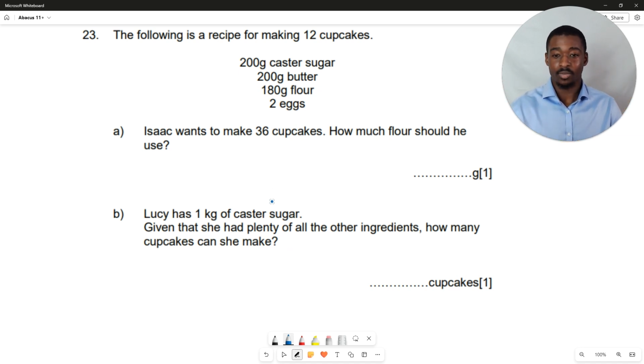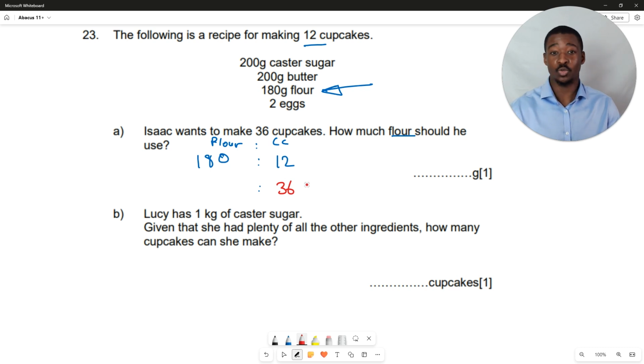So here for question 23, we're told a recipe, and we have to work out how much of the ingredients we need for the cupcakes that we want to make. So if we know that in terms of flour, it takes 180 grams of flour to make 12 cupcakes, we can write it down. So we have flour and we have cupcakes, CC. It takes 180 grams of flour to make 12 cupcakes. But we're trying to work out how much flour we need to make 36, put it in red, 36 cupcakes.